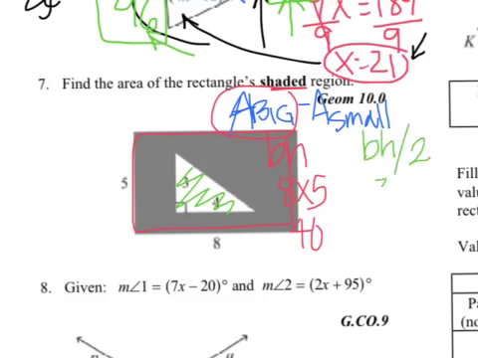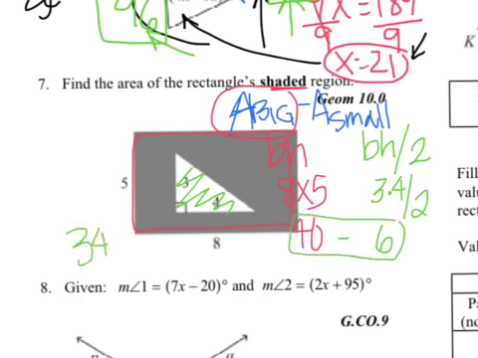So you have to do 3 times 4, which is 12. Divide by 2 is 6. So you have to subtract those two. And 40 take away 6 is 34 for the final answer.